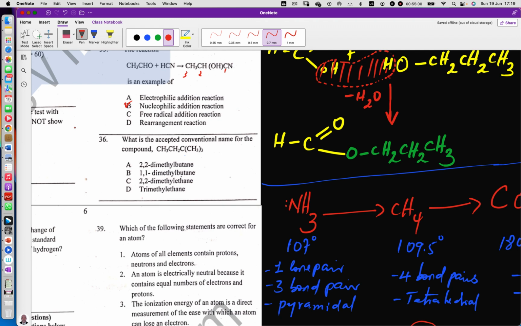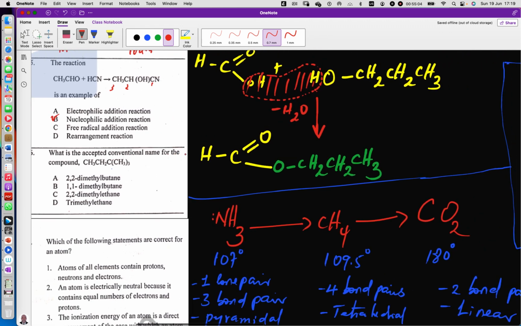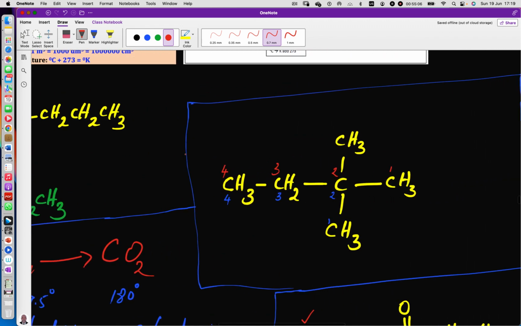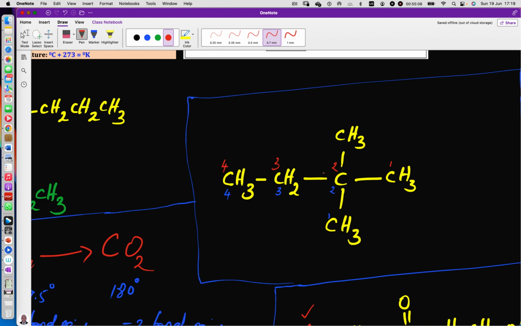What you need to do is draw down the compound. Let me draw down the compound for you. That is the compound that was given, that I've drawn here. I've drawn it now. Let's see how we can name the compound.